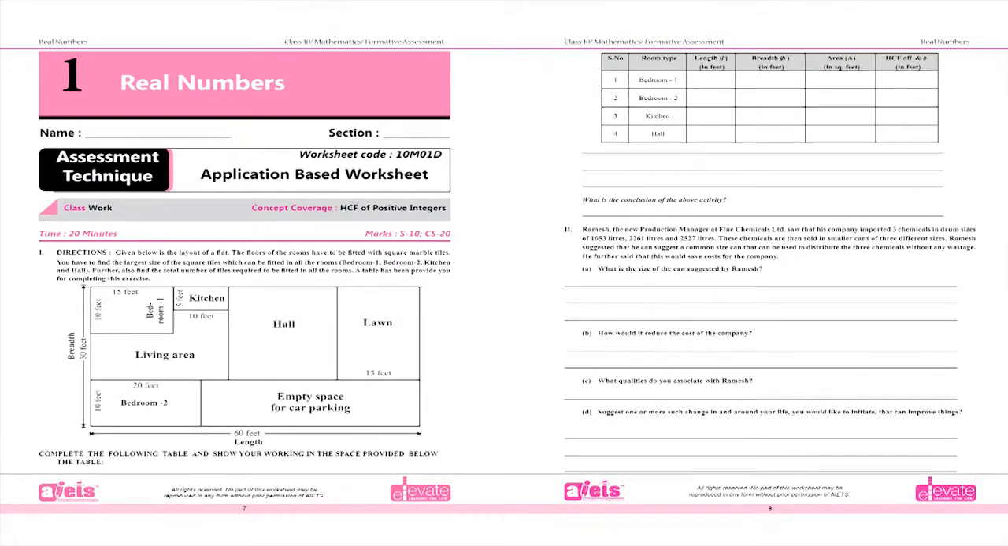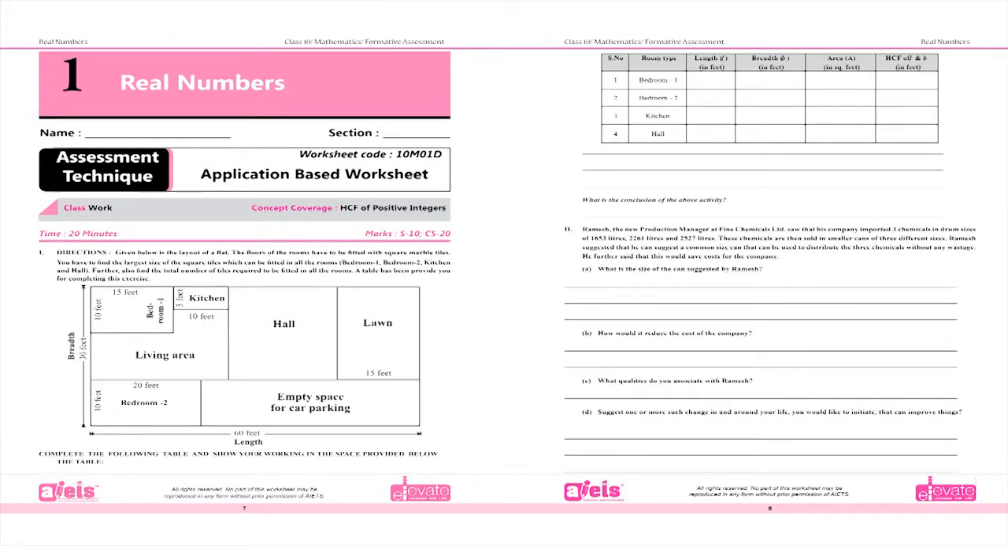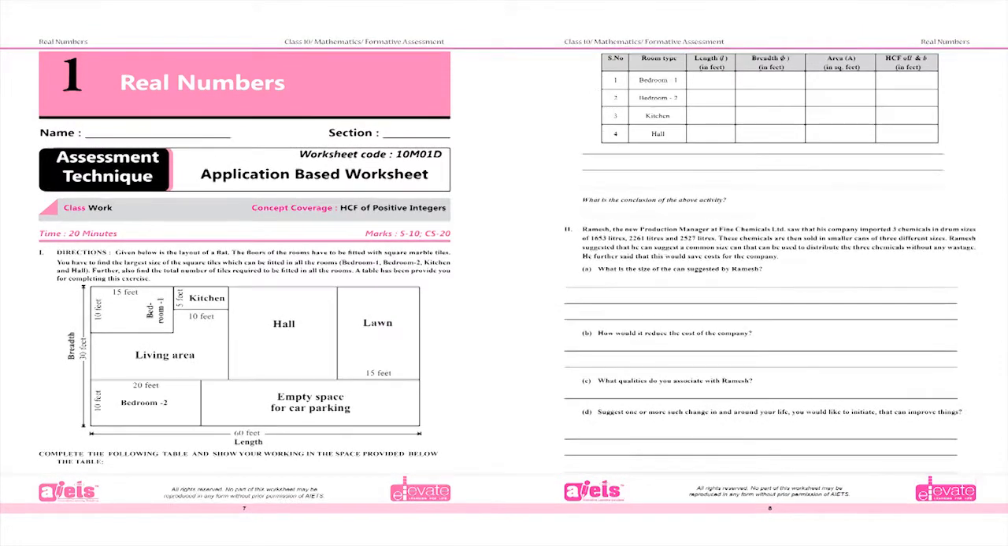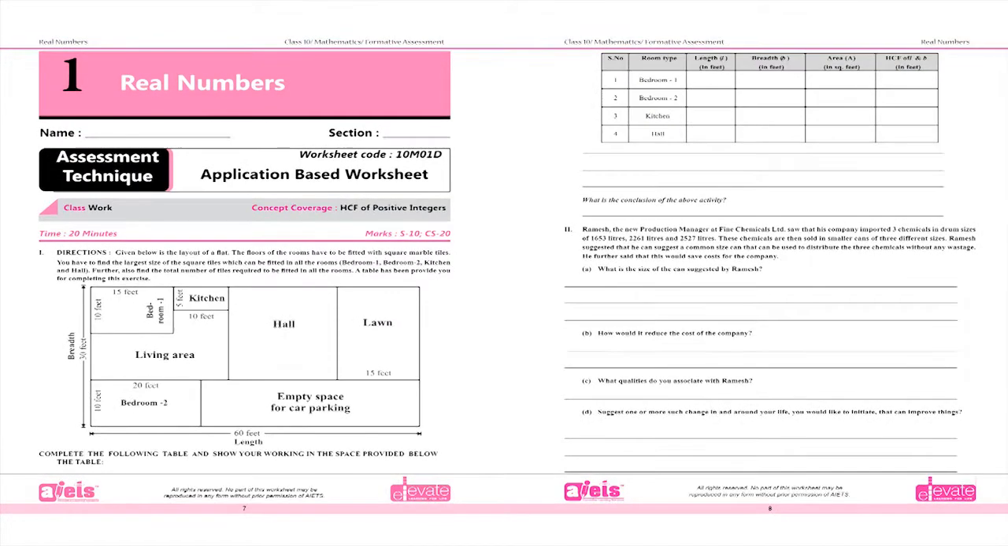It says that you have to lay down the floor of this flat in which we have, say, living room, bedroom 1, 2, kitchen, and this is the activity where the child is learning that HCF is going to work.